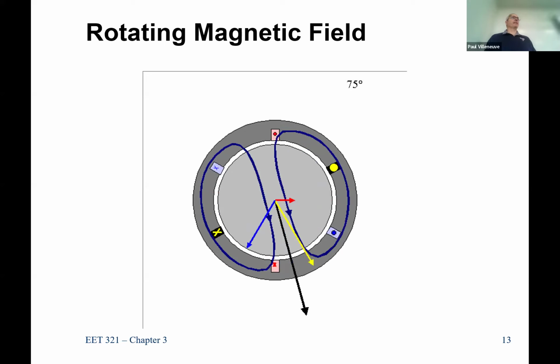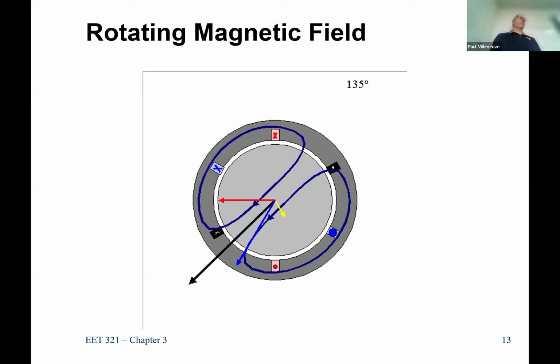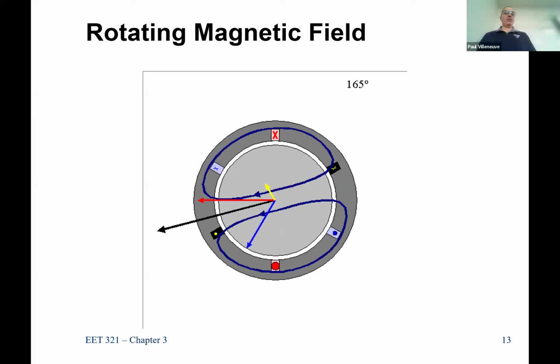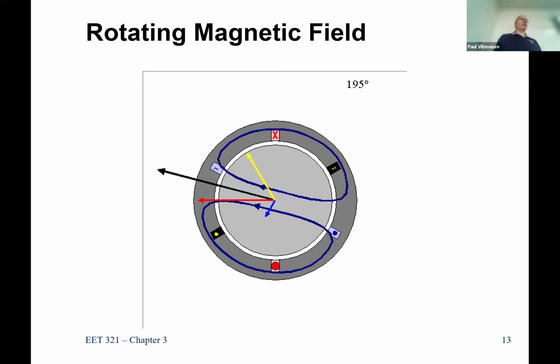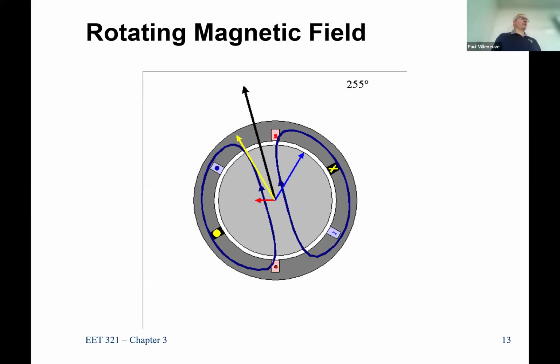Yes, sir. It's always going to be 1.5 times B sub M. The magnitude never changes. It rotates, and we need it to rotate, but its magnitude never deviates. Always 1.5.